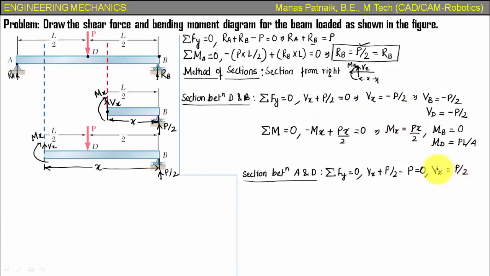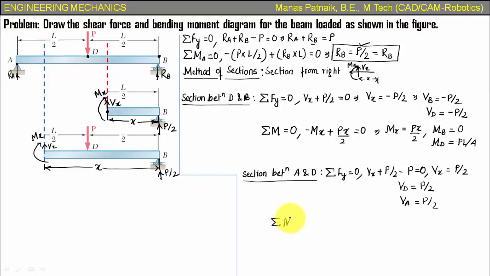Now again guys, if you watch carefully, this value of shear force is not dependent on x. Therefore, at each and every point between A and D, the value of shear force is going to remain same, that is equal to P by 2, and hence you can say Vd is equal to P by 2, and also Va is equal to P by 2. That's it. Okay, fine. Now let's solve this for moment equation.